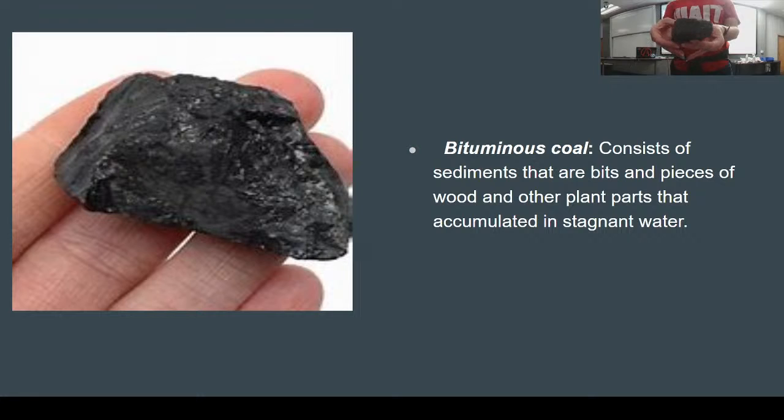So, can you see this all right? This bituminous coal. And so there's a few pieces. Like I said, you've got pieces of wood and other plant parts accumulated because it is sitting in stagnant water here. And like we said, with it falling out, that organic precipitation.